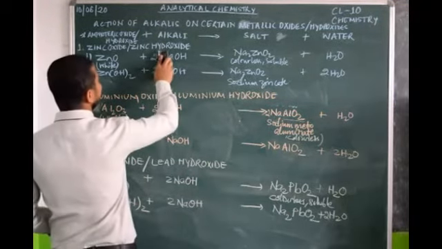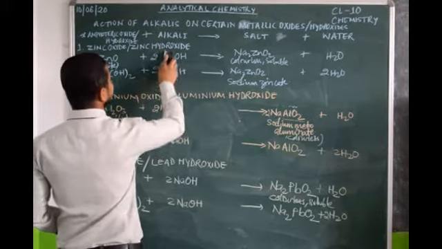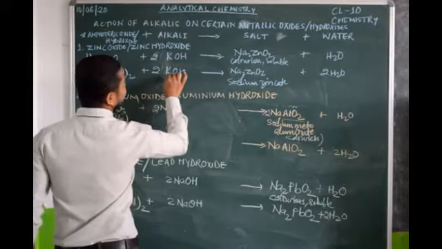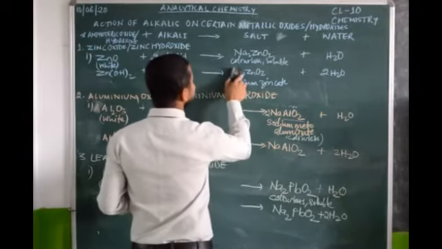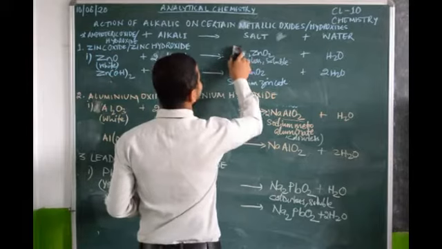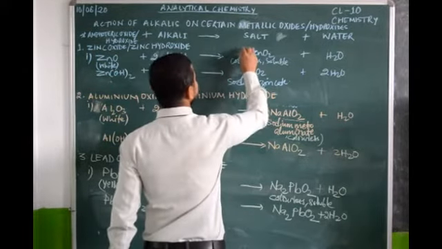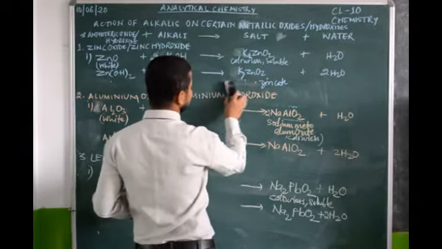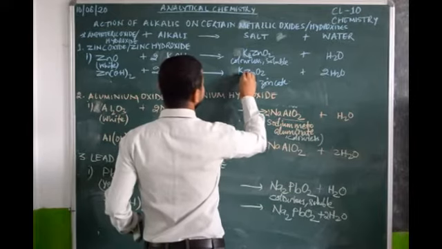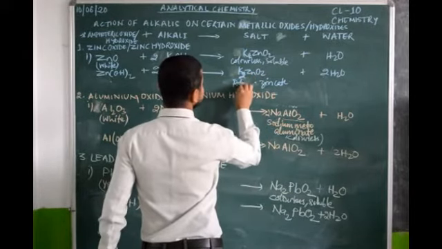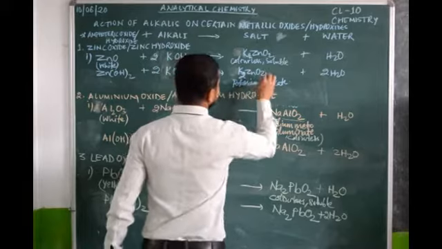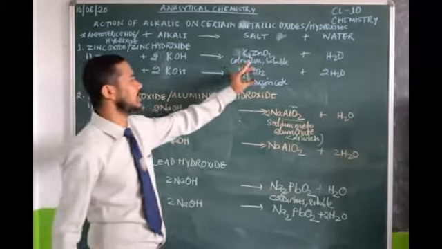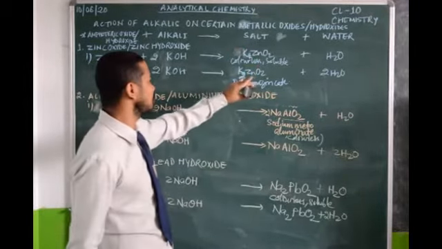Whenever you are doing it with potassium hydroxide, it is very simple. In place of sodium you have to write potassium, and nothing else will change. K2ZnO2. But this will now be potassium zincate. That's it. No change at all. Same product you will get, only in place of sodium you write potassium.